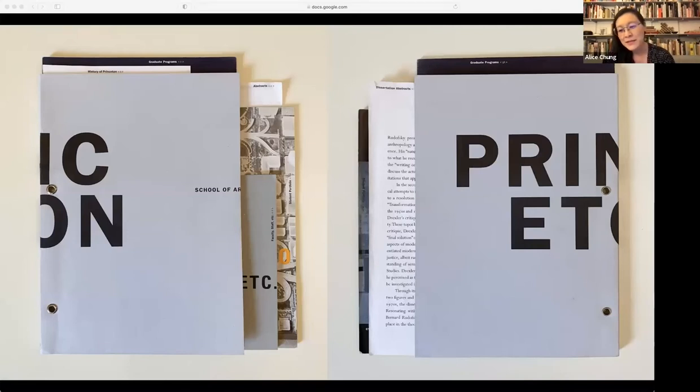Princeton has been a longtime collaborator. We started working with them while still at 2x4. The underlying concept for this early edition of the Architecture Prospectus was to make an object that exposes its construction. So each section is a different page size, and the structure organizes the content as well as reveals how the book is built.